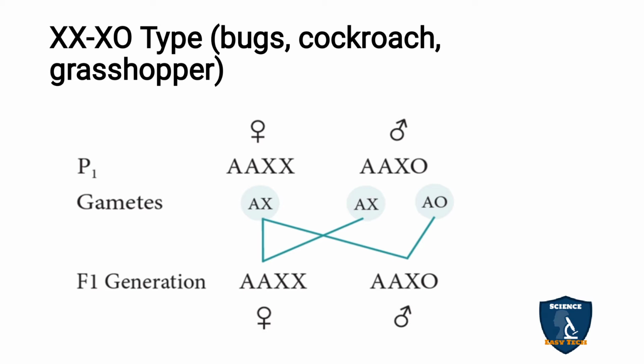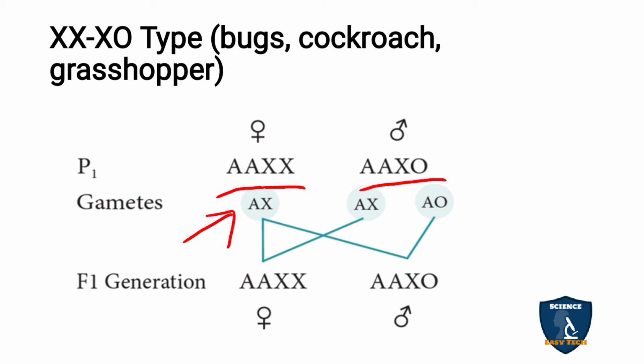XX-XO type is seen in bugs, cockroach and grasshopper. You can see the cross between male and female parents. The female contains AA, XX, where AA is the autosomal symbol and XX is the sex chromosome. It is crossed with AA, XO of the male parent. For gamete formation, because the female is homogametic, one gamete is formed: AX.